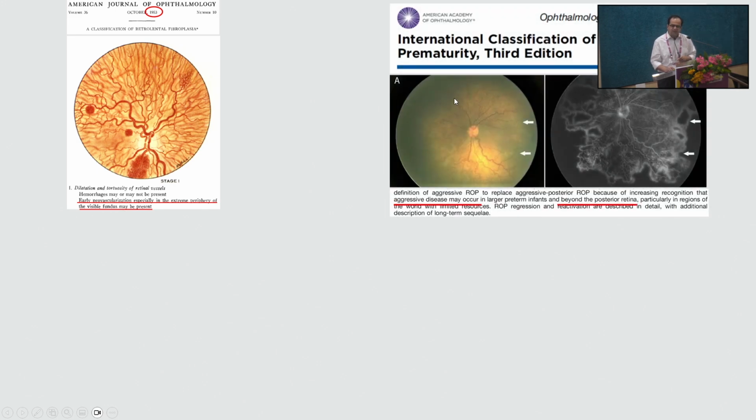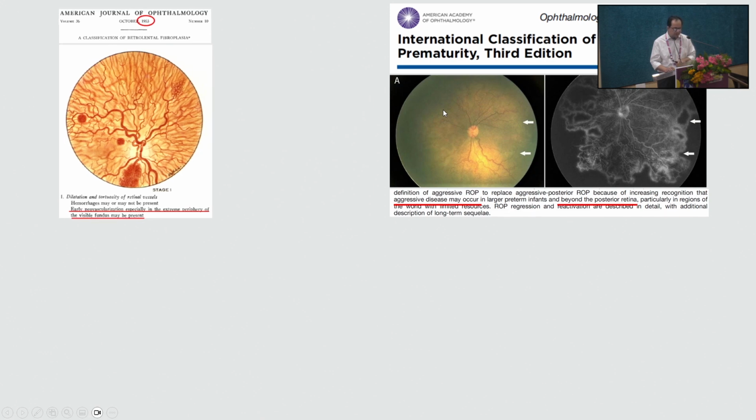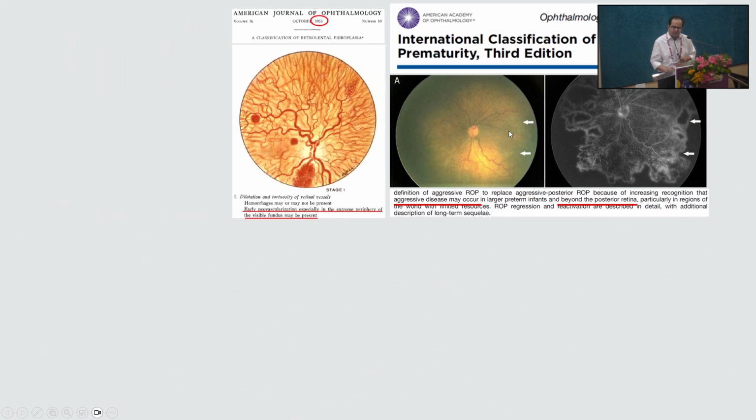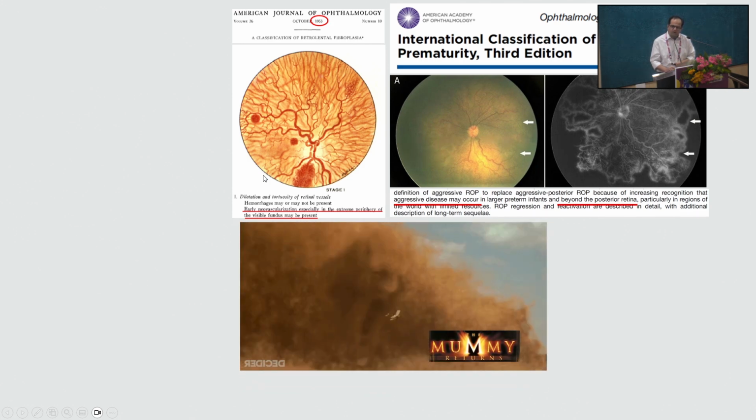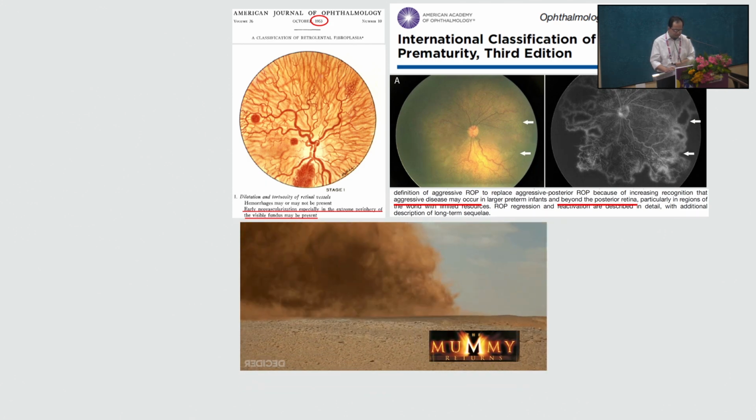And this is the latest iROP 3 with one of our images, and you can see the similarity between the two images, and not only the similarity but even the wordings. And now we say that aggressive disease may occur beyond the posterior retina, which was already seen in the 1950s. So actually, this is nothing but what has come haunting us from the past. It's like the mummy returns.